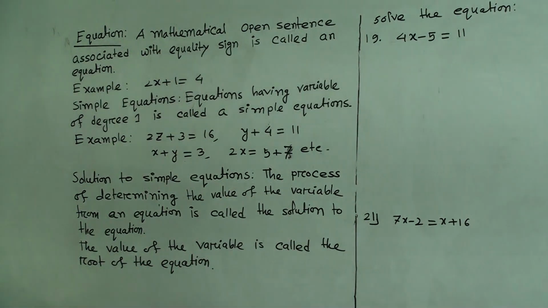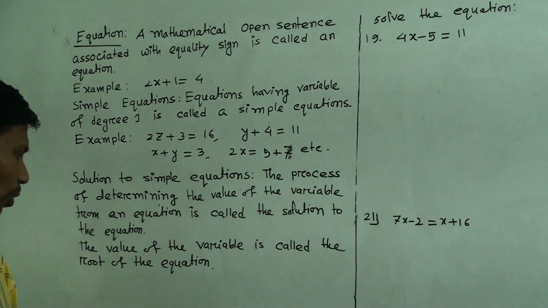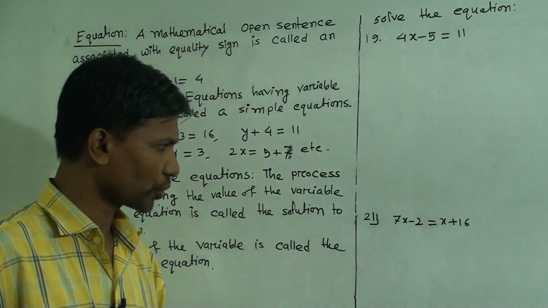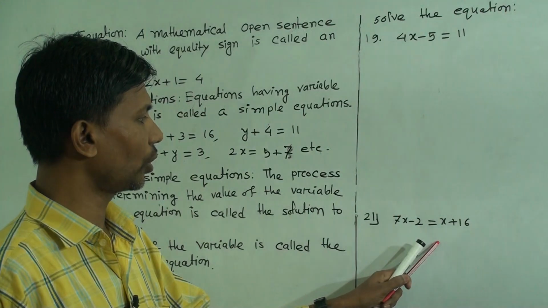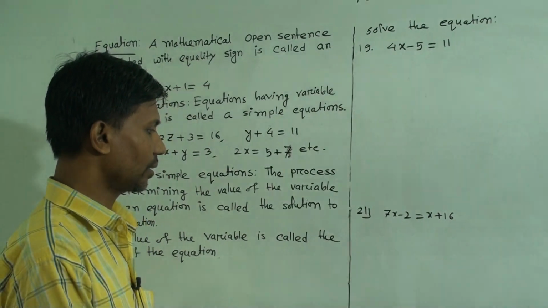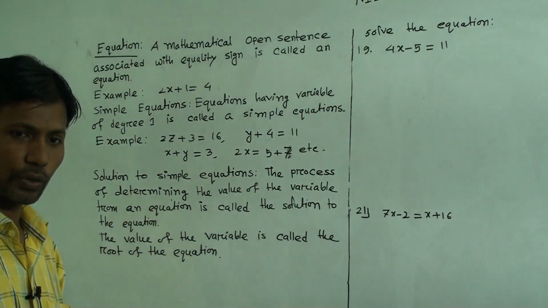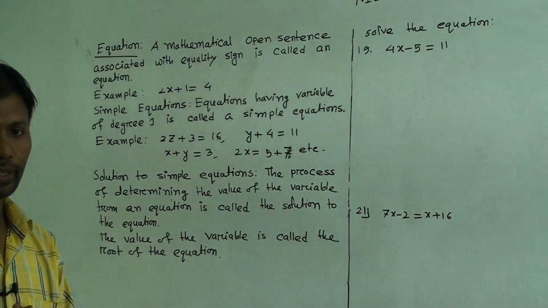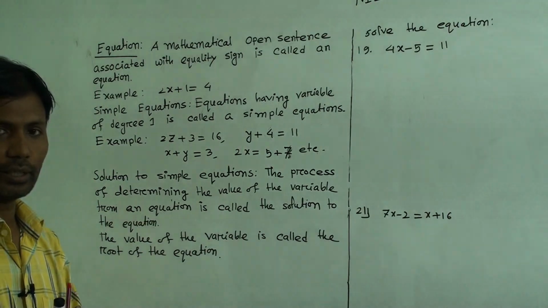Now, what is the root? The value of the variable is called the root of the equation. Student, this is not the square root, only the root. Suppose question number 21, 7x minus 2 equal to x plus 16. Using some procedure, when we get x equal to 2, that means 2 is the root of the equation.